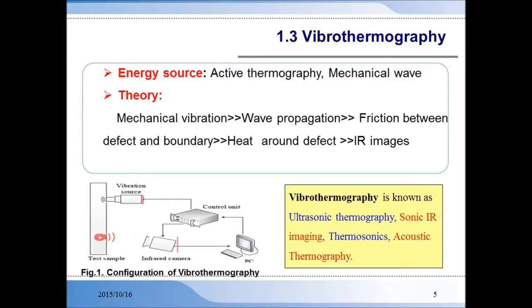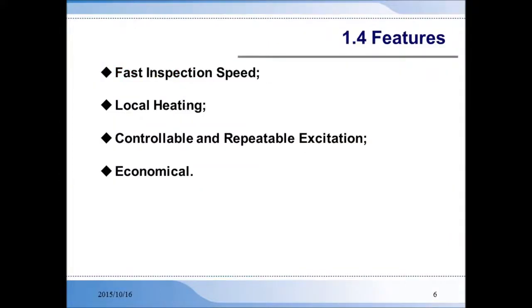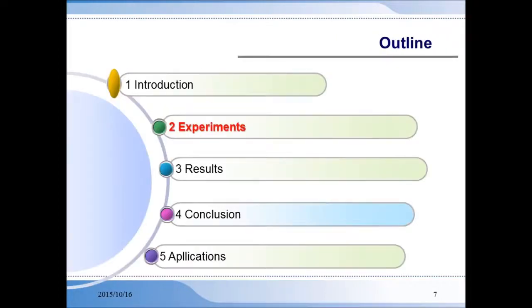using IR imaging. Compared to other NDT technologies, vibrothermography has many advantages, such as it is very fast to detect defects using vibrothermography, usually no more than a few seconds. In vibrothermography, the heat is generated selectively at the location of defects. It is easy to control and repeat experiments by changing certain parameters of excitation, and the cost is most economical. Next, we will cover the experiment.